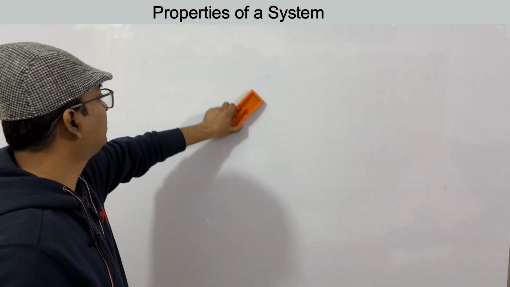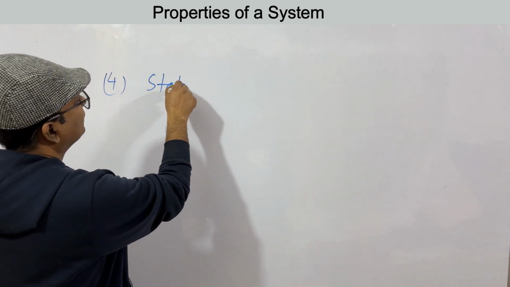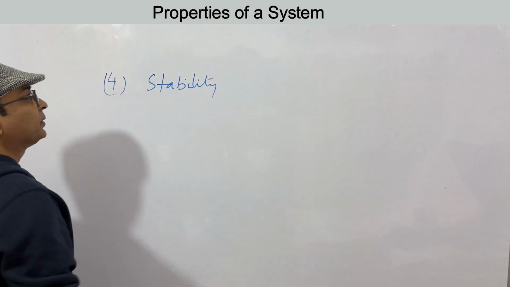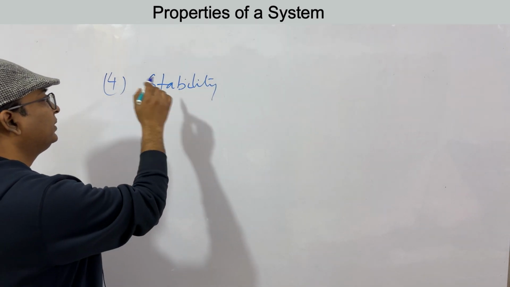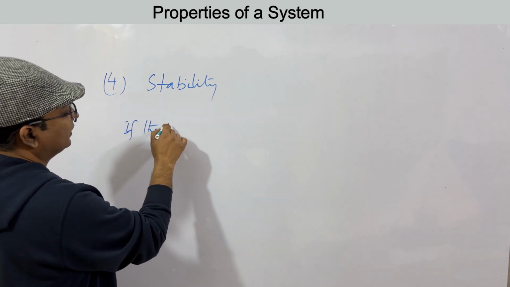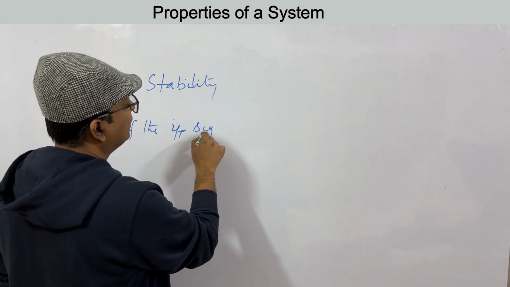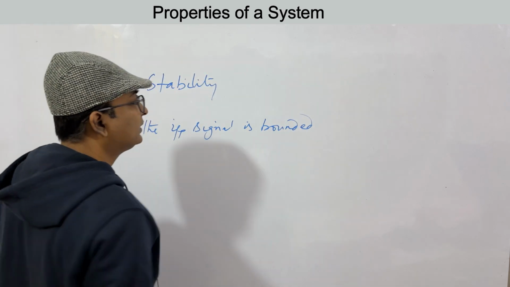The fourth property of a system is called stability. It is one of the most important properties of a system. What is the meaning of stability of a system? If the input signal is bounded, what is the meaning of a bounded signal?